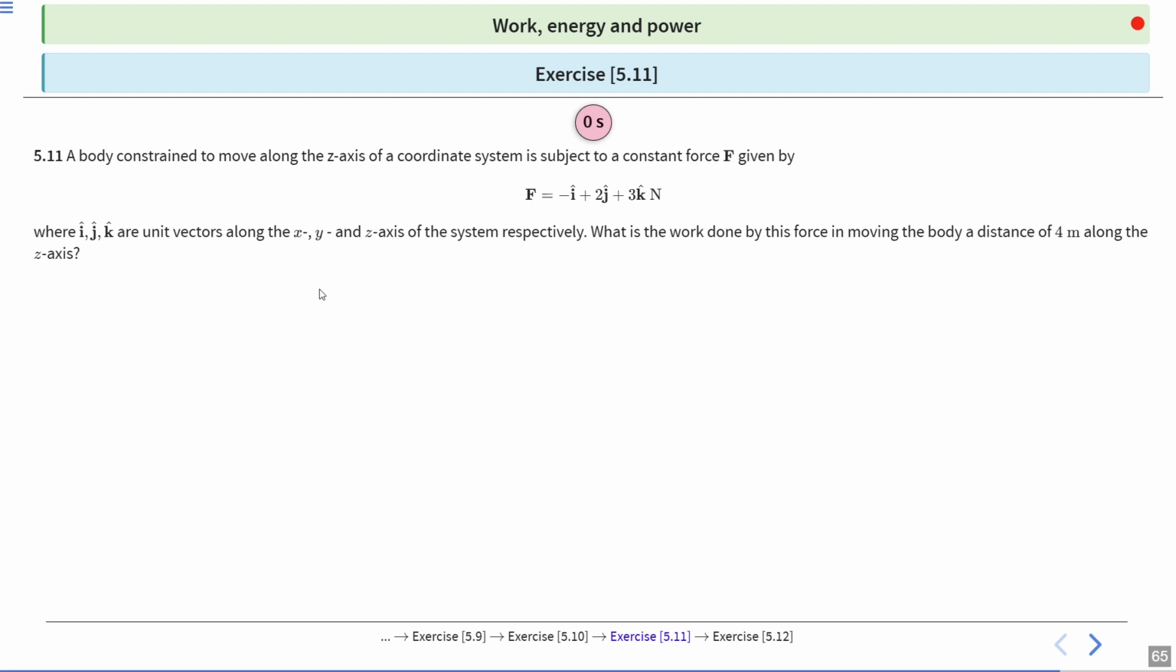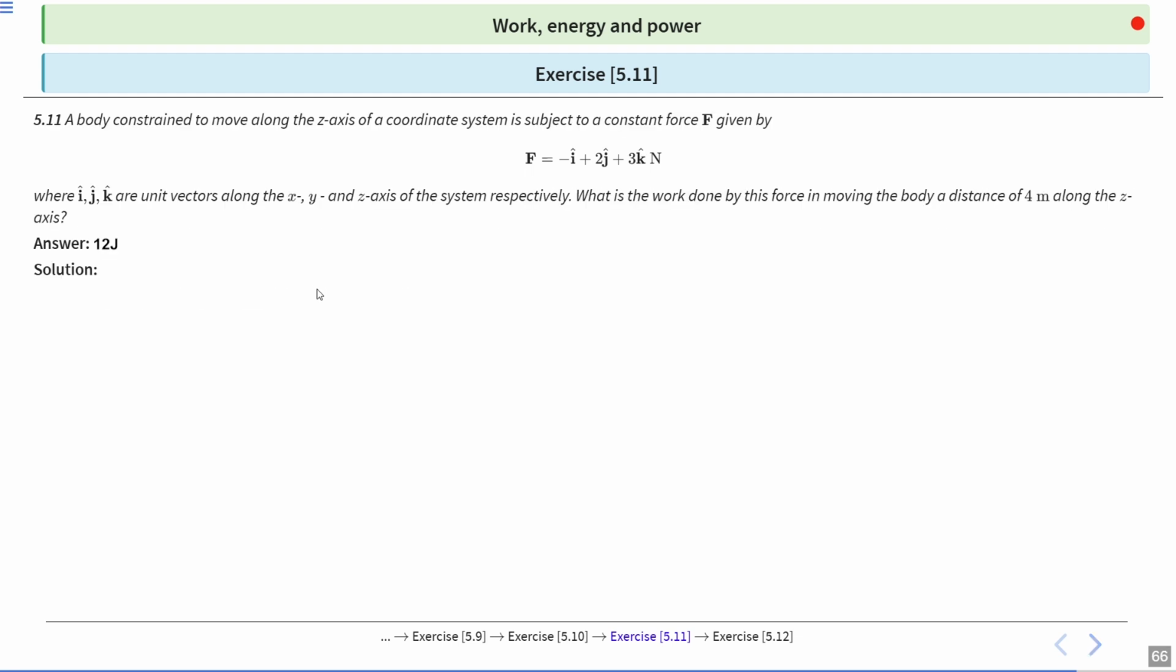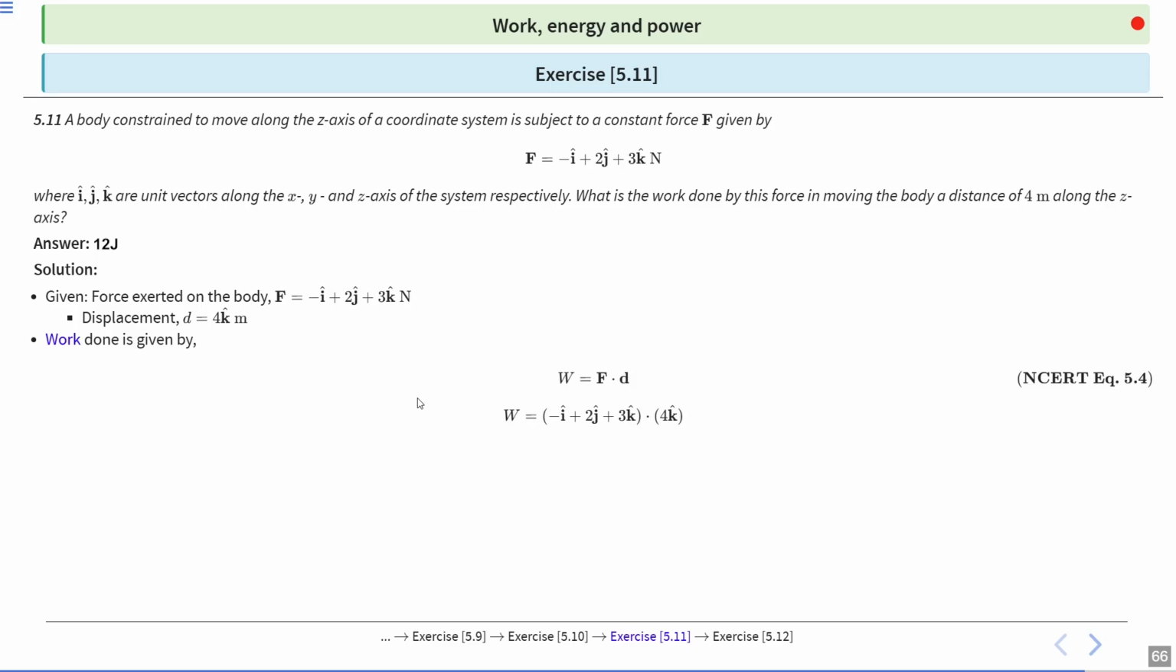Let's see the solution of this question. So the given terms: force F is equal to minus i cap plus 2 j cap plus 3 k cap Newton, and displacement D is equal to 4 k cap meter. So work done is given by W is equal to F dot D. So just put the value of F and D and take the dot product. You will get minus i cap dot 4 k cap plus 2 j cap dot 4 k cap plus 3 k cap dot 4 k cap.